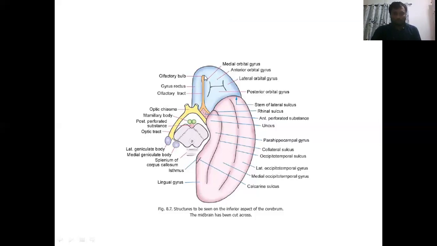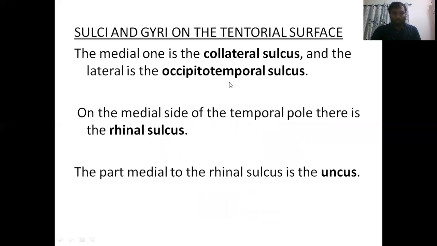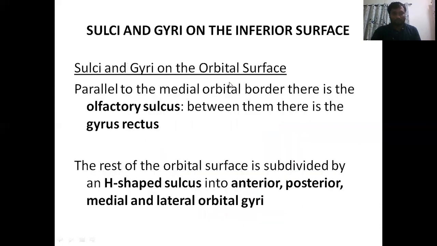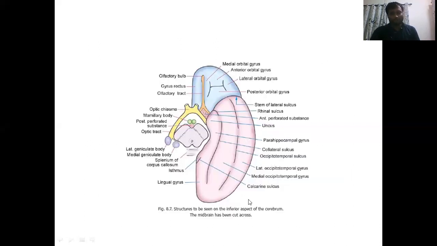See here comes the olfactory sulcus, and this area, this is the gyrus rectus. And now you can see one H-shaped sulcus which divides the remaining area into anterior, posterior, medial, and lateral gyrus. So, yes, olfactory sulcus. Now it's clear what the gyrus rectus is. Then H-shaped sulcus, anterior, posterior, medial, and lateral gyrus, the orbital gyrus.